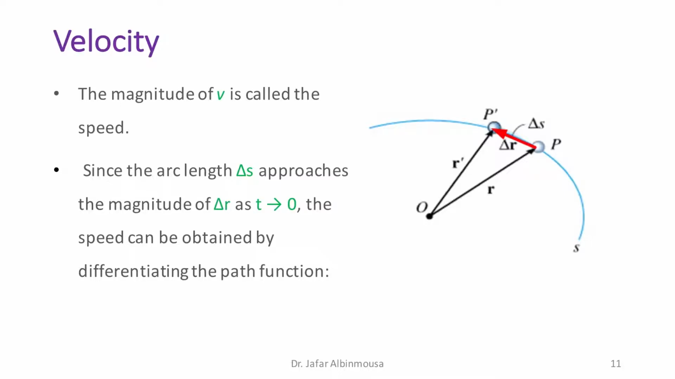The magnitude of the velocity is called the speed, as we defined before. So since the arc length, delta s, approaches the magnitude of delta r as time goes to 0, the speed can be obtained by differentiating the path function, which means we can say that the speed is equal to ds over dt.